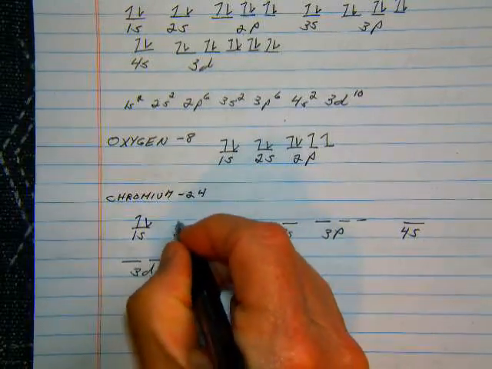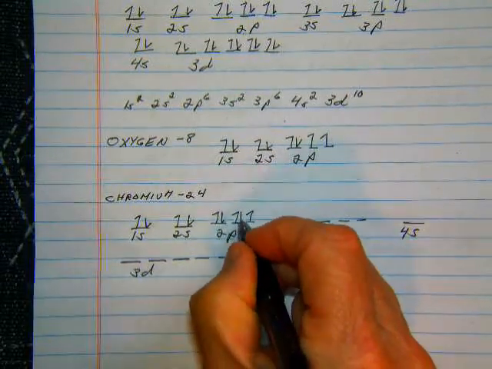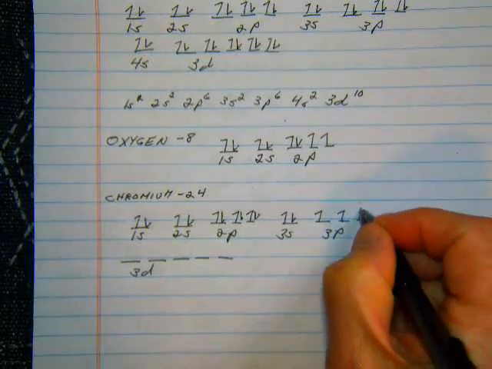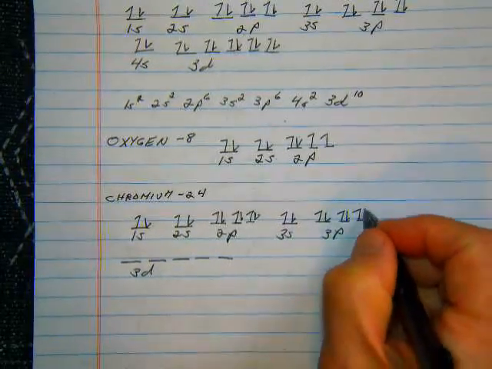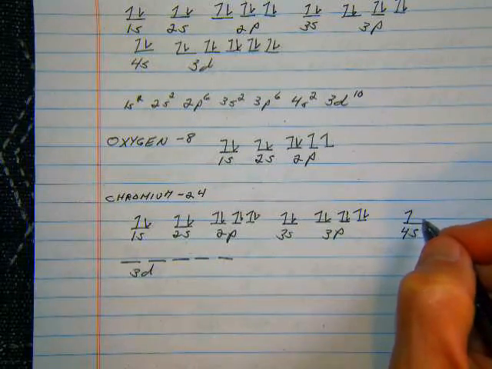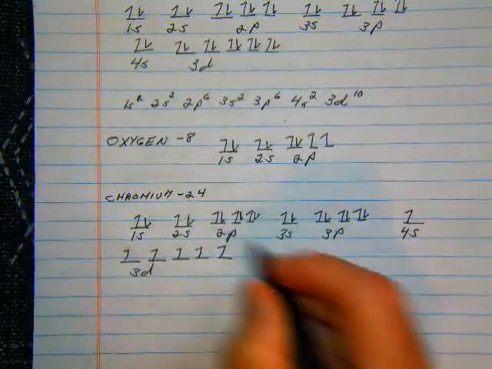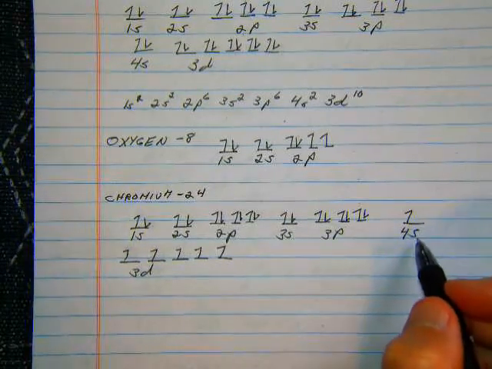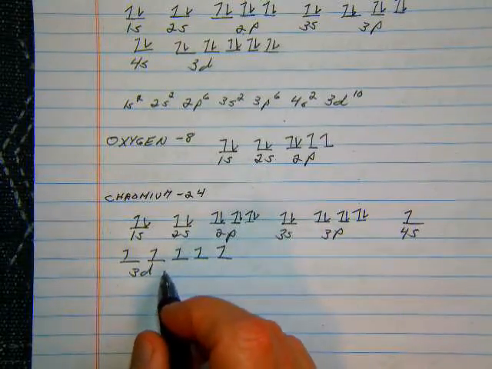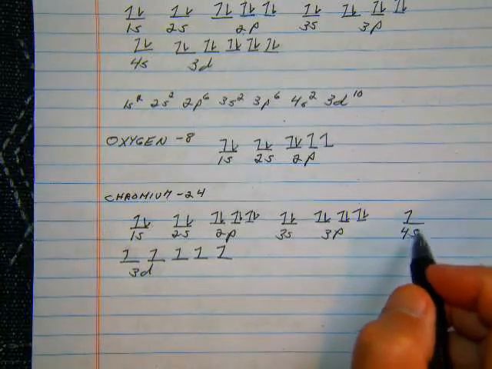So 1, 2, 3, 4, 5, 6, 7, 8, 9, 10, 11, 12, 13, 14, 15, 16, 17, 18, 19, and we're going to come back. If you remember, chromium is one of those oddballs. 19, 20, 21, 22, 23, 24. Well, you may ask, why didn't you put 2 in the 4s? If you recall from a previous video, a half full subshell with 3d has greater stability. Chromium and copper are the 2 oddballs. Otherwise, we would fill the 4s.